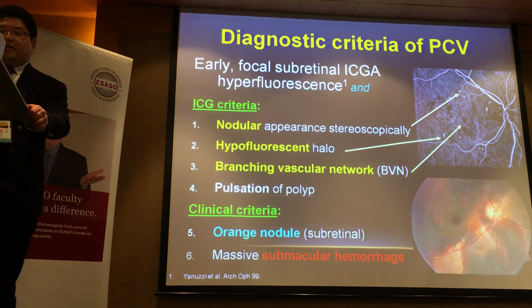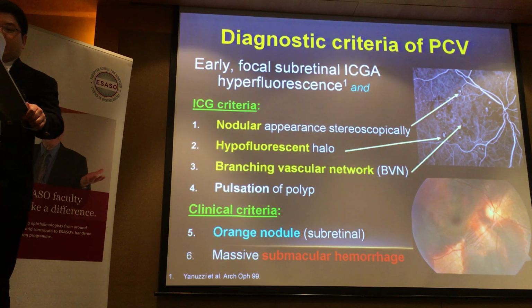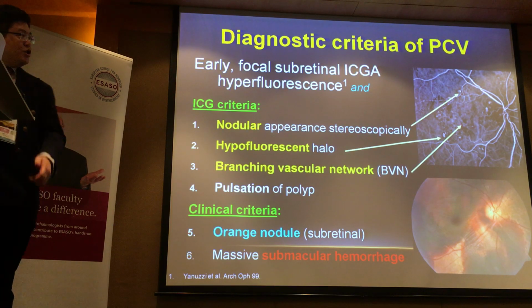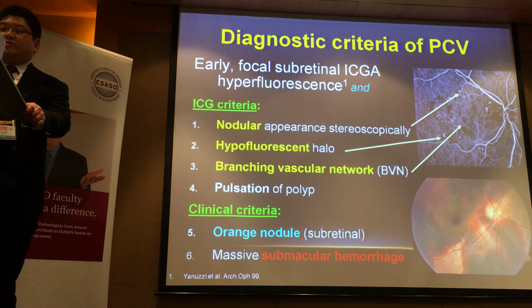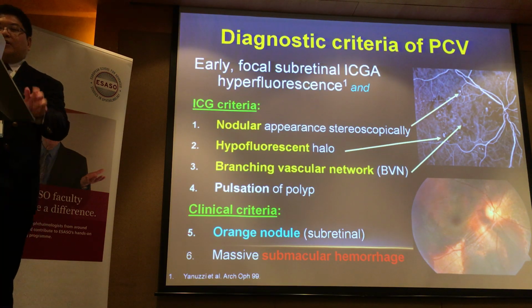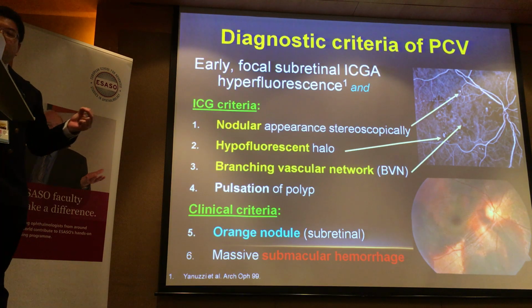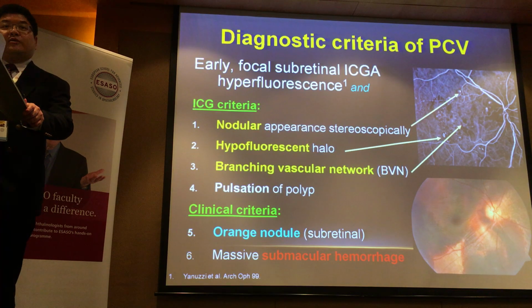These are indications. Or you can see an orange subretinal nodule, and finally, massive submacular hemorrhage, like so here, which is defined, at least for the Everest study, as 4 or more disc areas. This is obviously much larger than that. So ICG hyperfluorescence in the early phases, plus one of these, by this criteria, is sufficient to diagnose PCV.